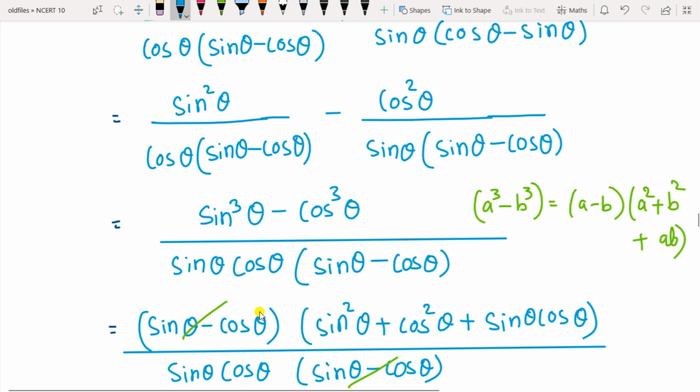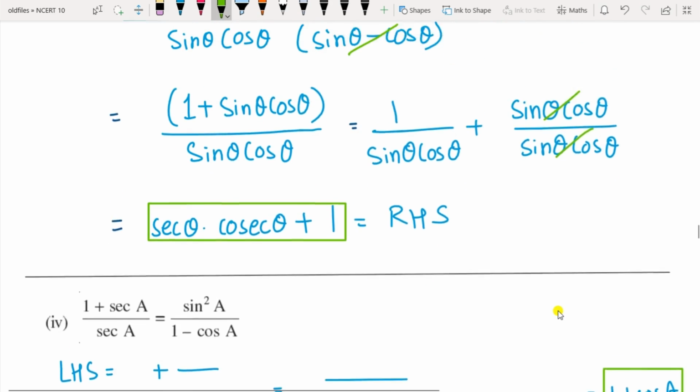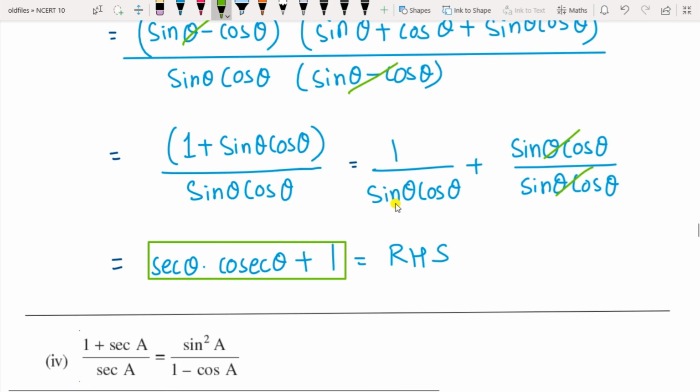Okay, so in the denominator and the numerator you can see sine theta minus cos theta as the same bracket, it will get cancelled, and sine square theta plus cos square theta is 1, this will be 1 here, plus sine theta cos theta upon this. Now split the denominator to each of the terms of the numerator. So this sine theta and cos theta from the denominator and numerator will get cancelled. So it is 1 upon sine theta is cosec theta and 1 upon cos theta is sec theta, plus this is 1. So that is your RHS. Hence proved.